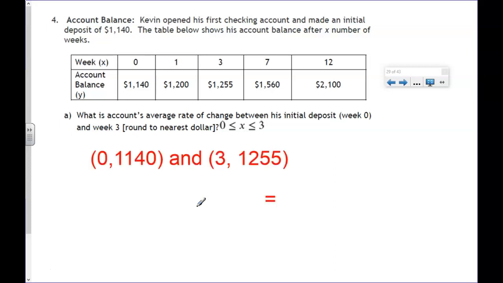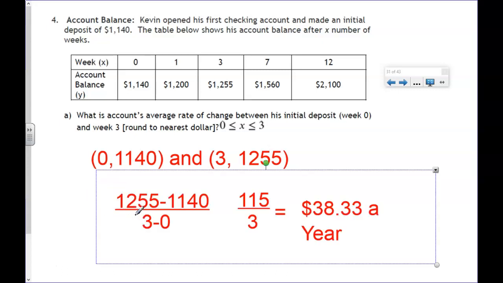So we care about 0, 1,140, and 3, 1,255. We're just trying to find out what is the average rate of change between those 2 points. What is the difference of the y's over the difference of the x's? When I figure that out, I got 115 over 3, or $38.33 a year.